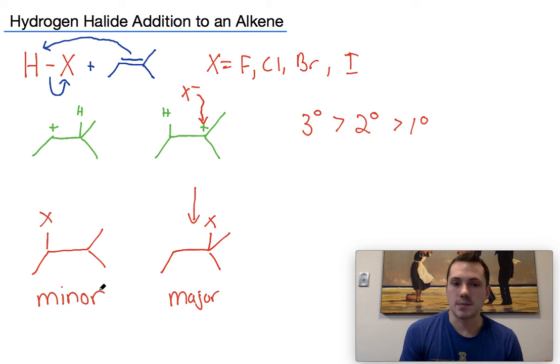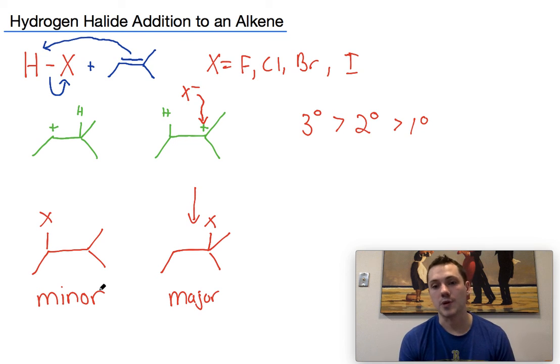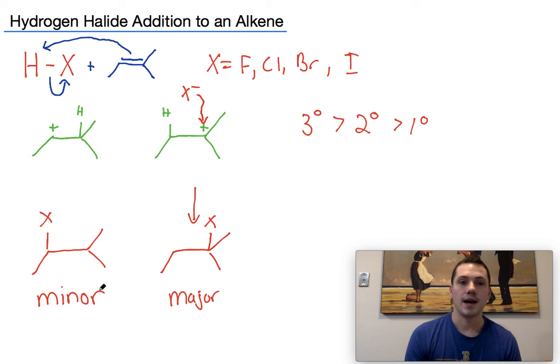Because the X has ended up on the more substituted carbon and the hydrogen has ended up on the less substituted carbon, we often call this Markovnikov addition. Perhaps that name's familiar to you from your organic chemistry course. All that means is it proceeds through the more stable carbocation intermediate. The H has added to the carbon that already has more hydrogens. The nucleophile of interest has added to the more substituted carbon.